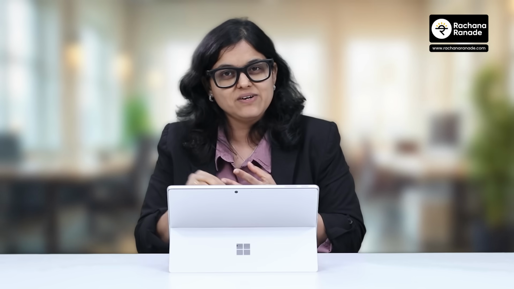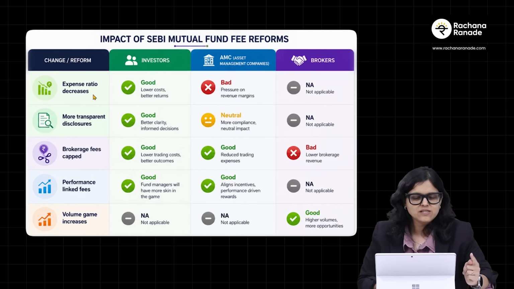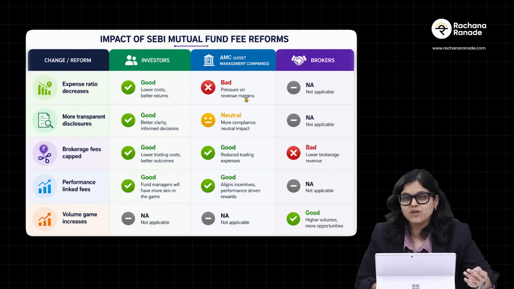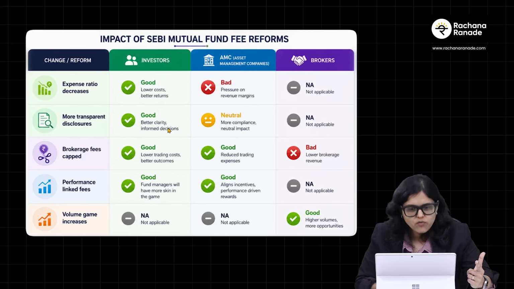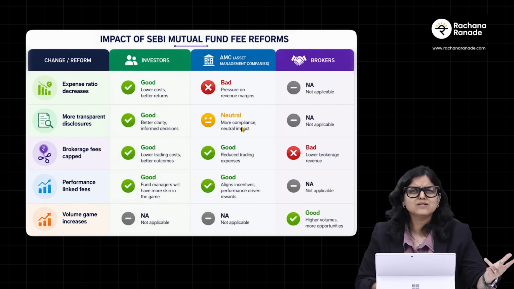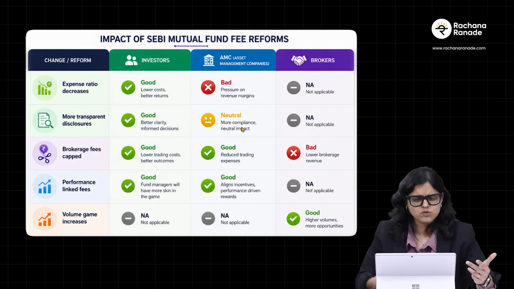Okay. Now, with all these changes coming in that we discussed, let's understand who benefits. Whether it is the investor that benefits, the AMCs that benefit, or the brokers that benefit, from different perspectives. Let's understand quickly one by one. The very first one is the expense ratio decrease. Who is it going to be better for? Obviously, investors will be happy. Not good for the AMCs because their revenues can reduce a lot. Wherever it is NA, not applicable, we are not going to discuss. Okay, more transparent disclosures, of course, good for the investors. Nothing much changes for the AMCs. It's just that more disclosures have to be given.